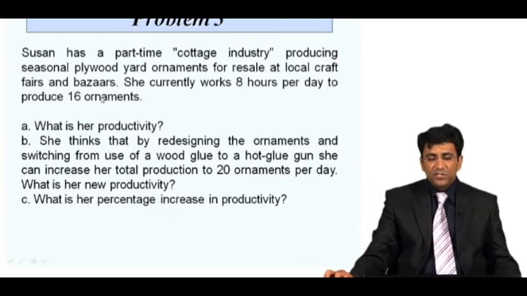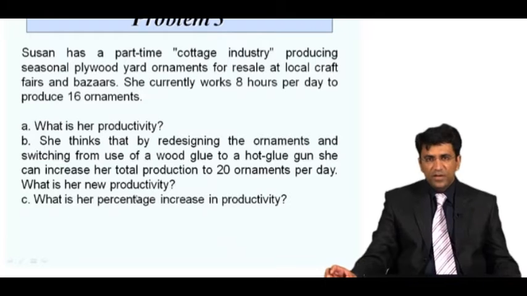What will be the productivity? 16 divided by 8, that will be the productivity. That's so simple. Now she thinks that by redesigning the ornaments and switching from use of a wood glue to a hot glue gun, she can increase her total production to 20 ornaments per day. What is her new productivity?